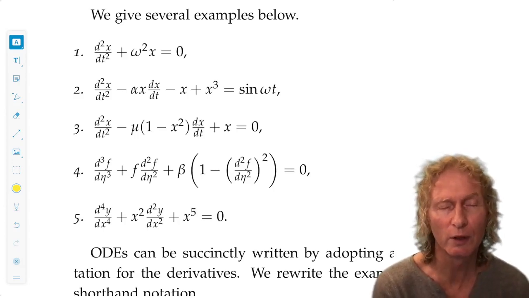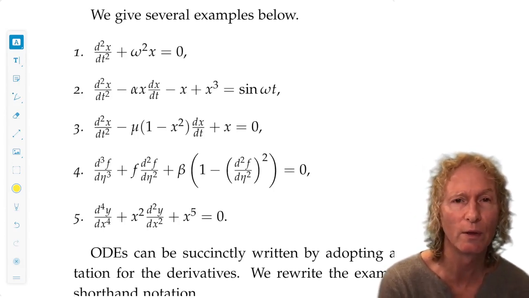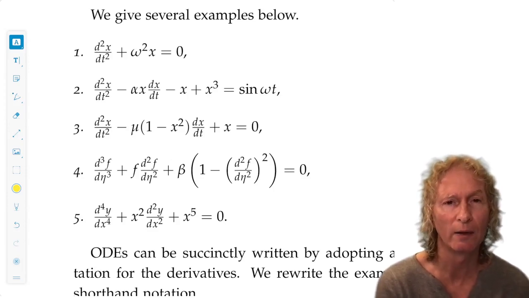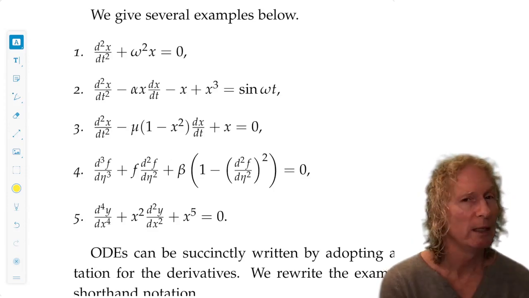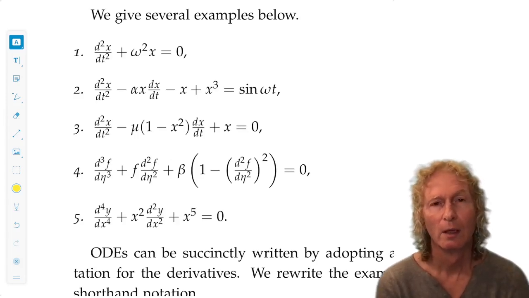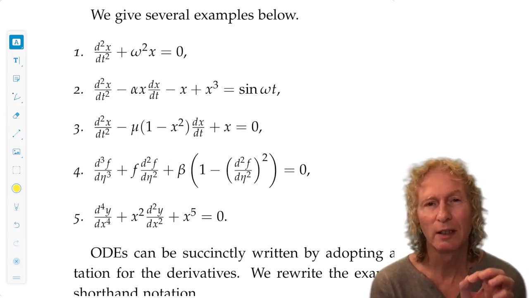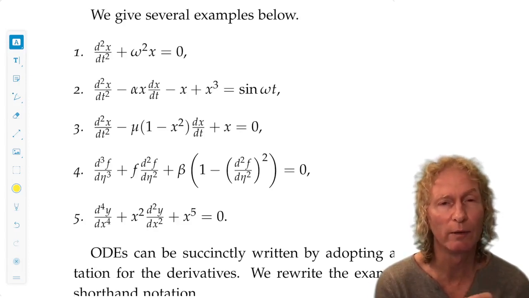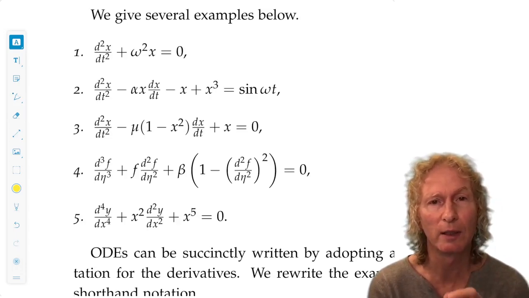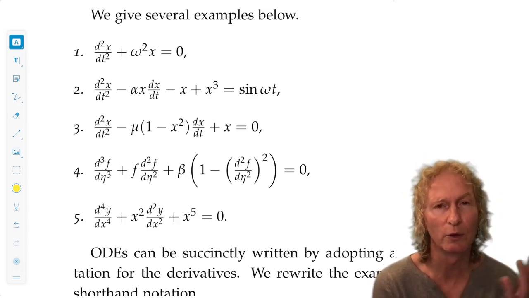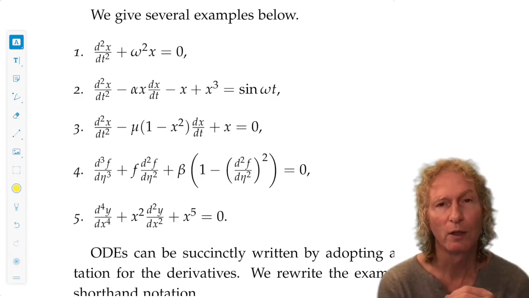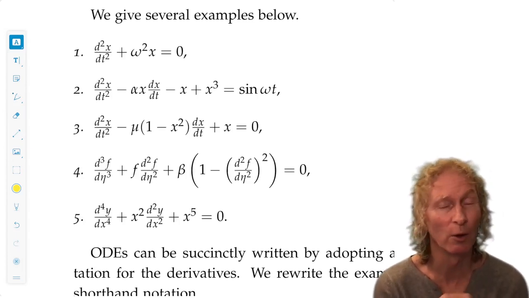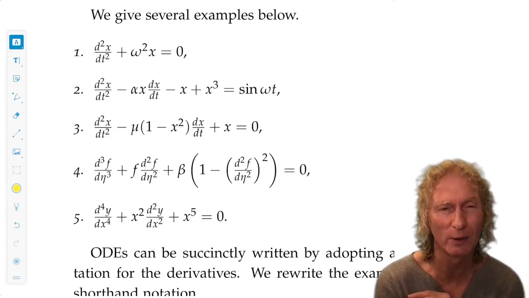Okay, the notion of autonomous versus non-autonomous involved the independent variable. Now the notion of linear versus non-linear is concerned with the dependent variable. So the dependent variable in 1, 2, and 3 is x. Nonlinear means that there are nonlinear terms involving x, the dependent variable, and its derivative. So in equation 2, we have x times dx dt, and we have x cubed. Those are nonlinear terms. If the equation is not nonlinear, it's linear. Or if it's not linear, it's nonlinear. So go back to equation 1.